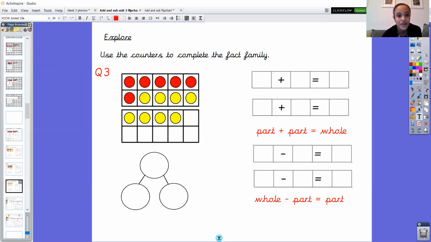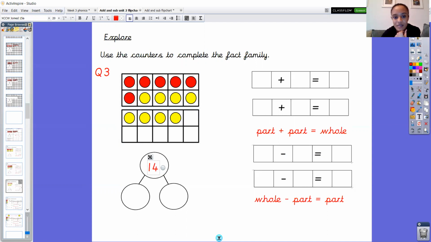Fantastic, year 1, well done. Okay, so we want to find out what our whole is first of all. Remember, we can count by putting this first tens frame in our head because it's full. So 10, 11, 12, 13, 14. So my whole is 14.